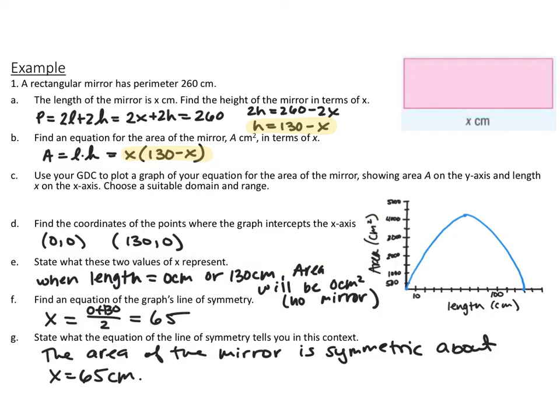Find the equation for the axis of symmetry. It's the average between the two x-intercepts, so (0 + 130) over 2. Remember, it's an equation, so it's x = 65.